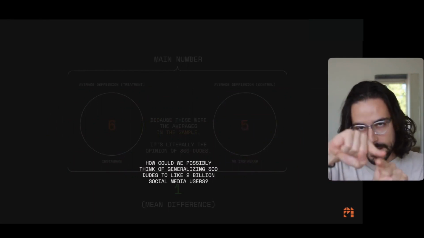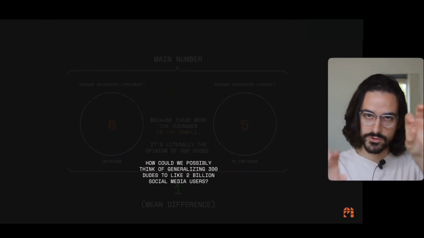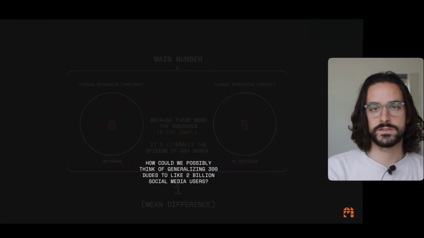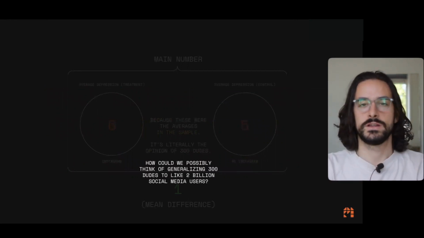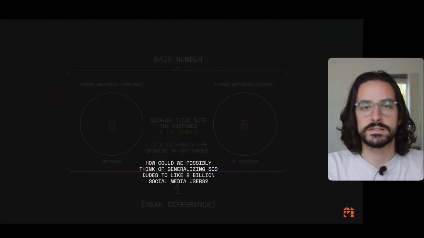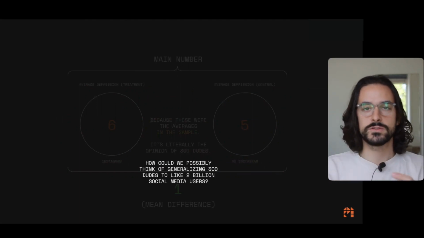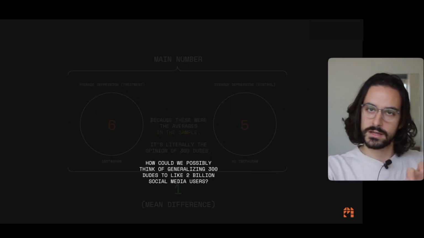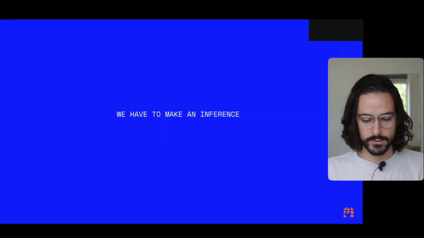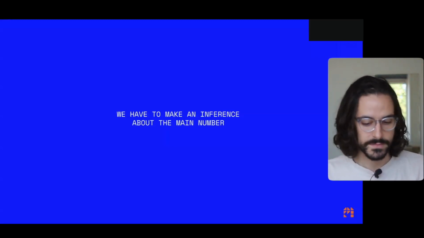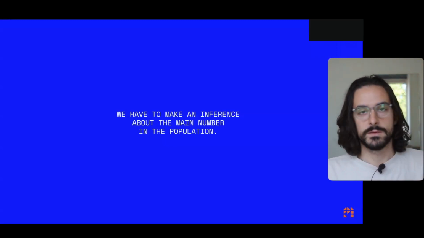By the way, this generalization from 300 people to 2 billion people is the process that we call inference, right? It's an inference. So this is why we call this inferential statistics, because we're making an inference about the population based on the sample. We have to make an inference about the main number in the population.